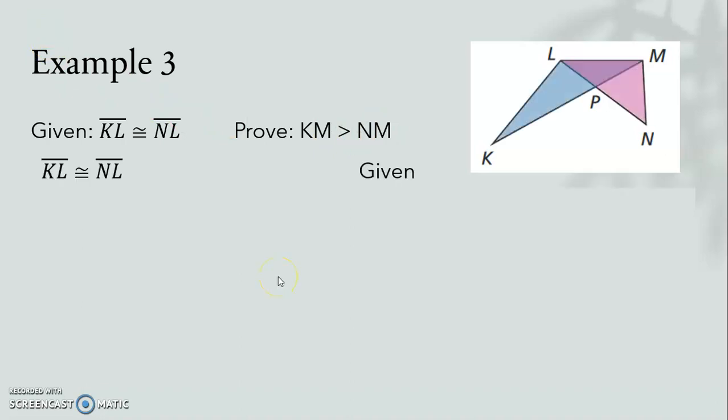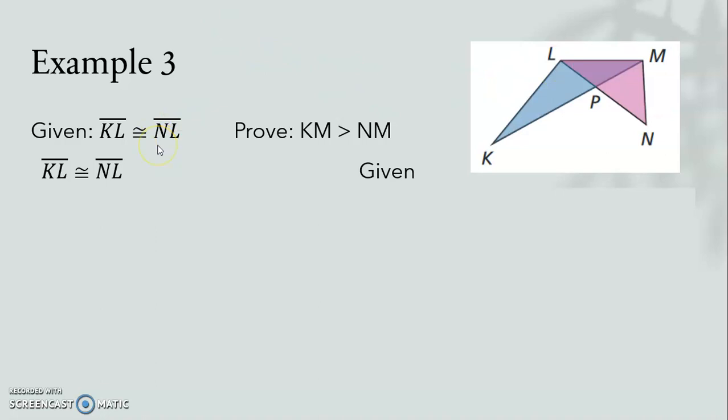Okay, so I have my given statement copied down. Now I need to take another look at my picture and try and figure out which triangles they're using. What I've done is I've put some colors in the picture to help us out. Notice we know about KL, and we need to prove about KM. So KL is here, KM is there. So this blue triangle is going to be the triangle of interest in that one.